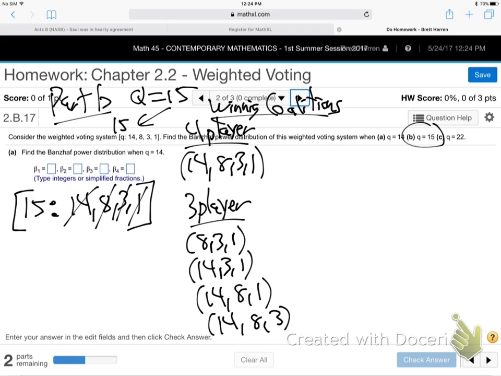Can you do that with a system like that so you don't accidentally miss anybody? Now, which of those are the winning teams? Well, to win, they got to be 15. Yeah, so not this one, 8, 3, 1. Not this one, but the other three, huh? Yeah, the other three are all winning teams. Is that good? Now let's go on to the two-player teams.